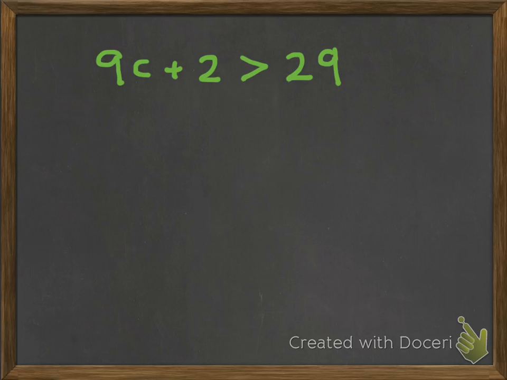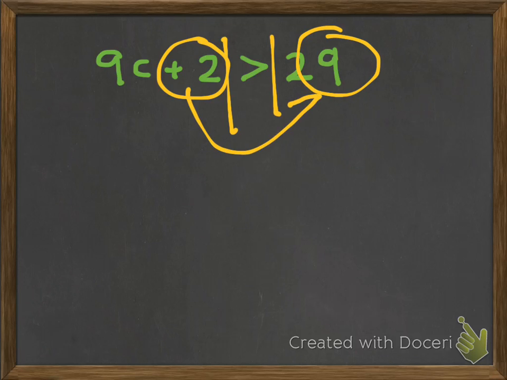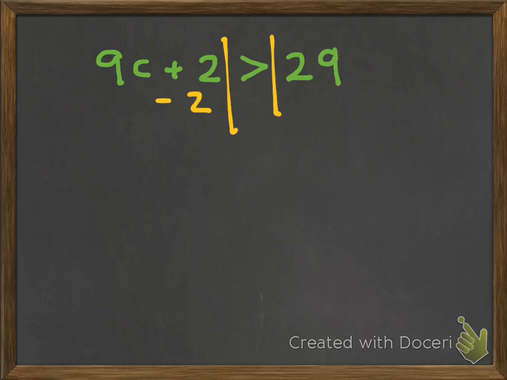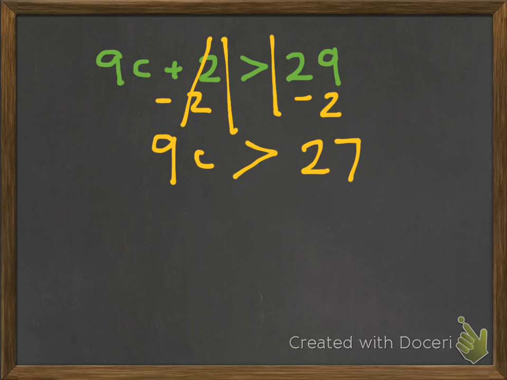Last one. 9c plus 2 is greater than 29. My variable is c, so I'm going to work on the left side of my inequality. I have constants that I can combine, and I'm trying to move positive 2 across my inequality, which means I need inverse operations. The inverse of positive 2 is negative 2. I'm left with 9c. I haven't multiplied or divided by a negative, so my sign stays the same. 29 minus 2 is 27. Last piece. To get c by itself, I'll divide by 9 on both sides.